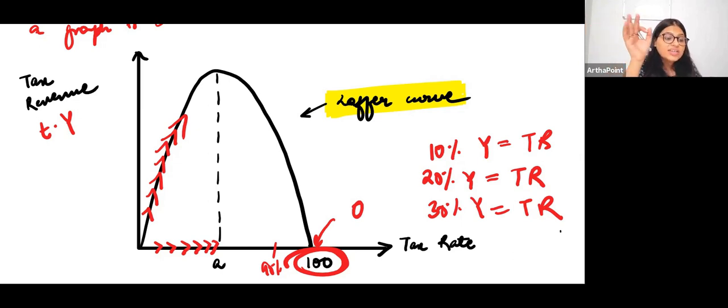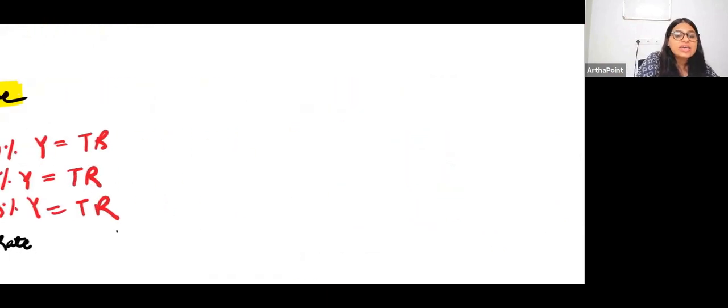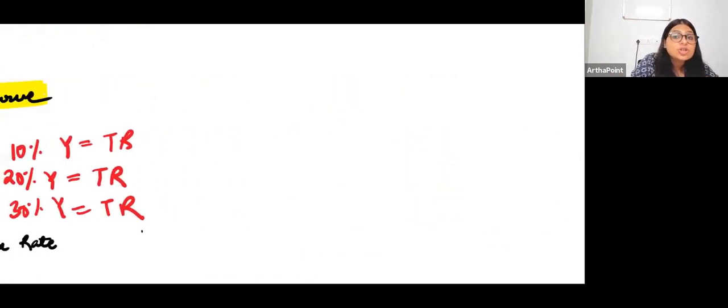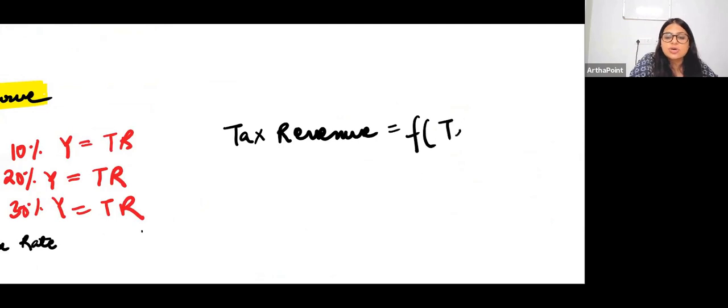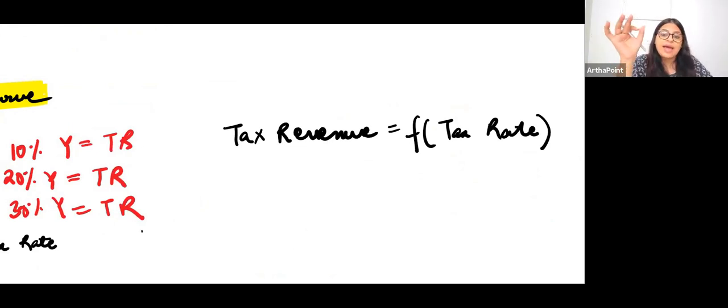And now understand that here again I am expressing a function. I am saying that the tax revenue collected is a function of what the tax rate is. And because I am giving a function for it, even without mathematical form, this is a function.